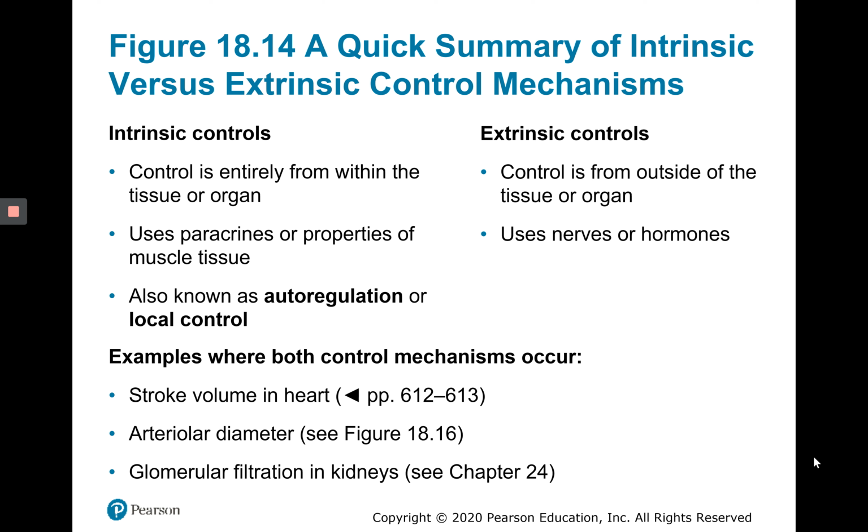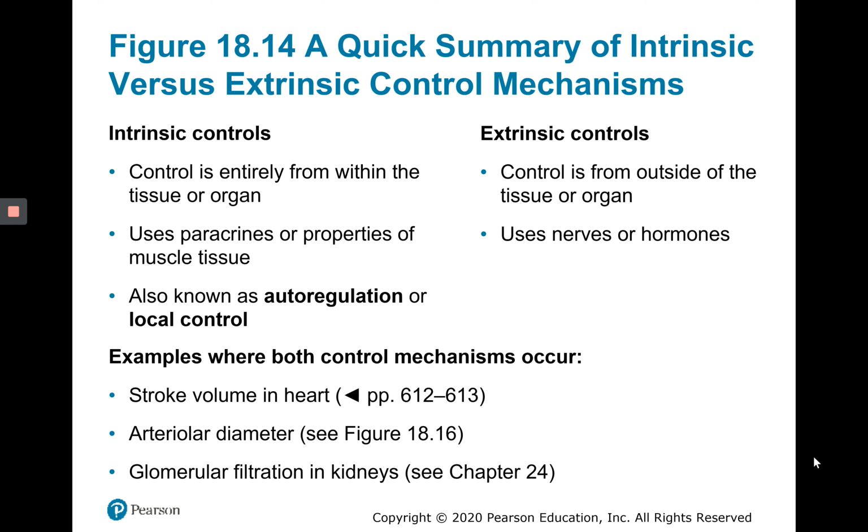So you can see that the extrinsic controls, that's control from the outside of the tissue or organ. We see use of nerves or the nervous system and hormones for extrinsic control, whereas the intrinsic controls are going to be local. It's generally termed autoregulation instead of calling it local control, and the control is entirely from within the tissue or organ. Oftentimes, the chemicals that initiate the intrinsic controls that regulate blood flow are going to act as paracrines, meaning that they're produced by cells nearby or come out of tissues nearby, and they're going to act on other tissue cells, in this case, generally the smooth muscle of arterioles.